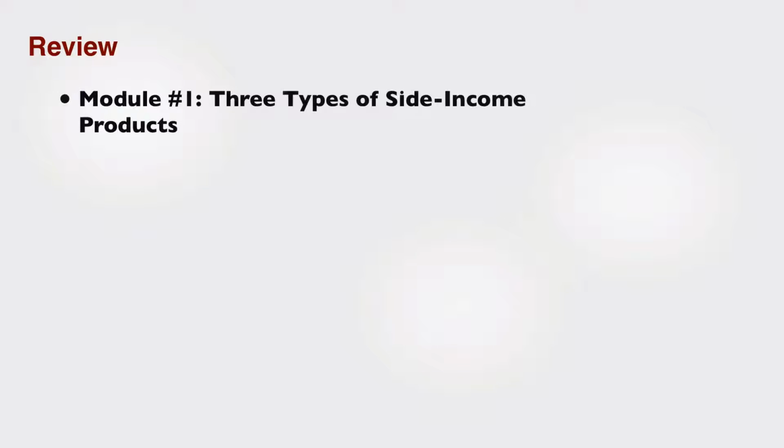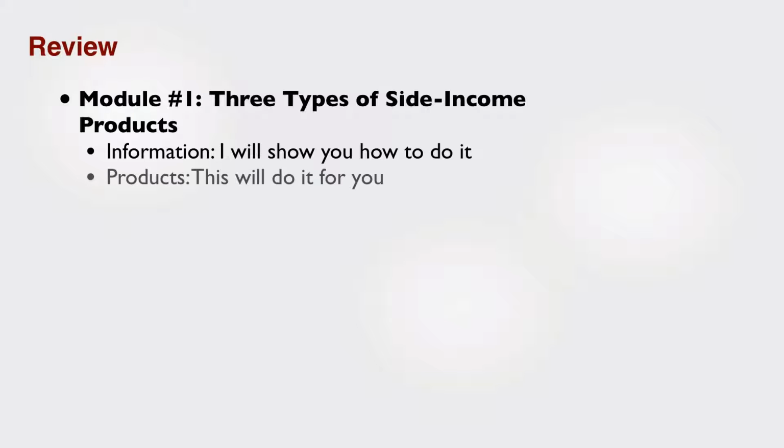In Module 1, we learned that there are 3 types of side income products. You have your information products, which are basically, I will show you how to do it. Then you have your traditional tangible products, and the products answer the question by saying this will do it for you, and services are all about I will do it for you.